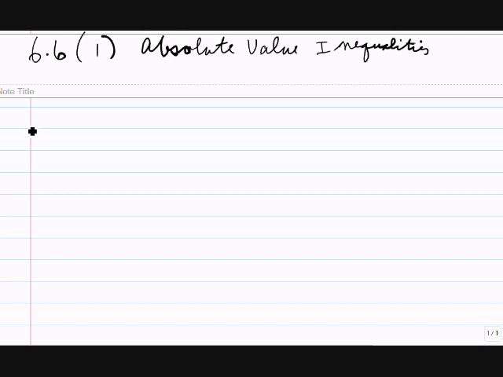All right, so today we're going to do absolute value inequalities. So we're going to combine absolute values with less than or greater than. So here's the way they kind of work.